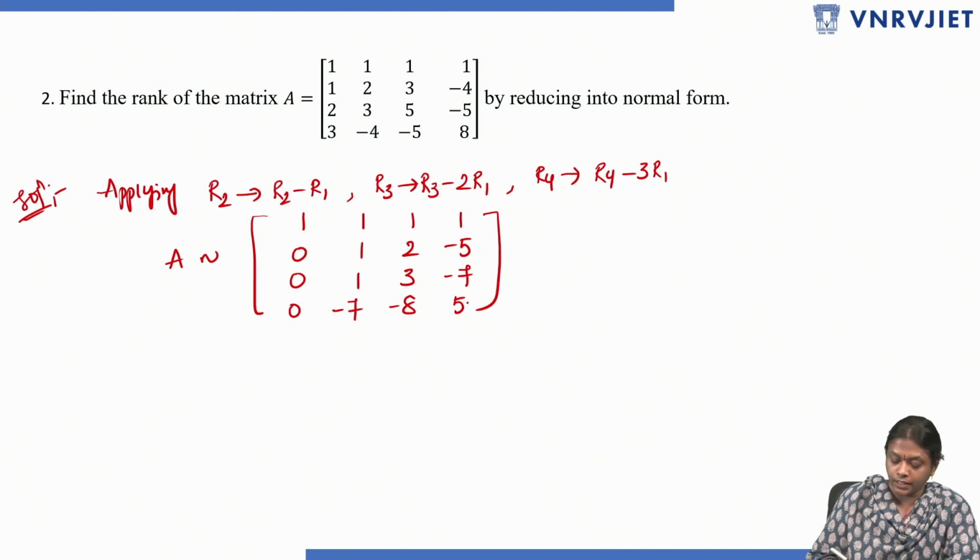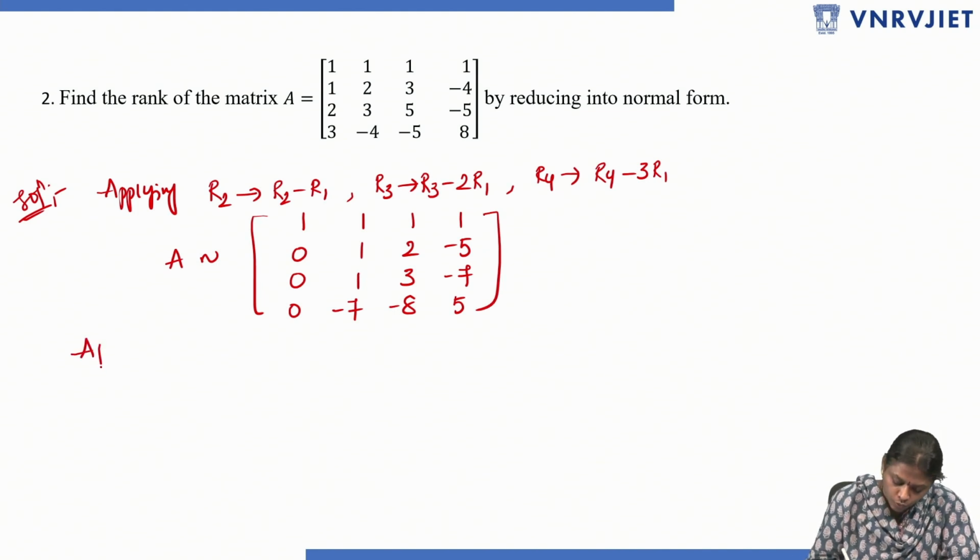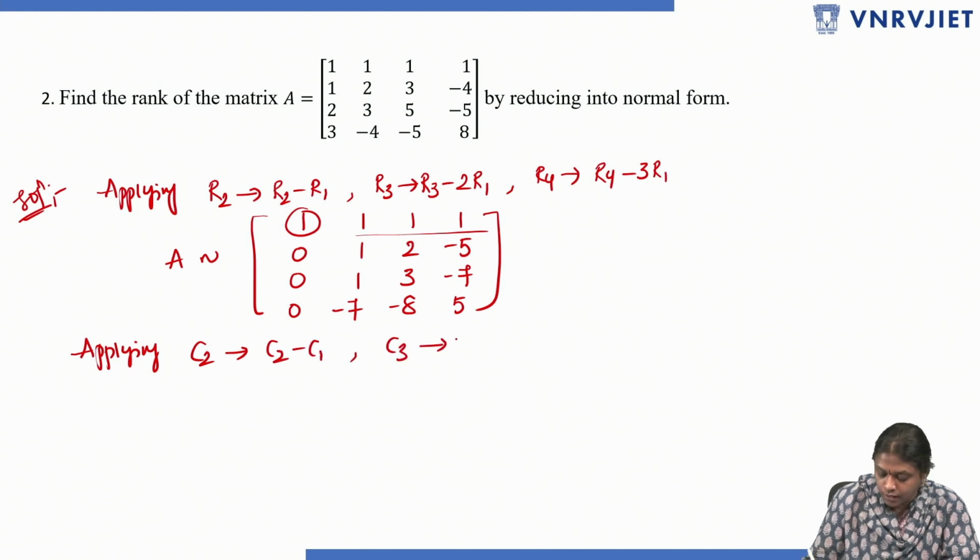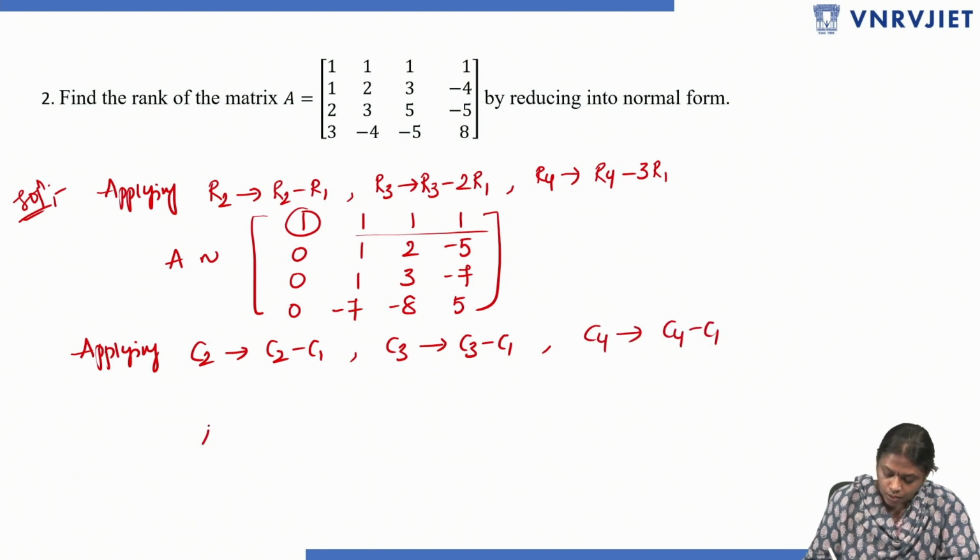So after completing the row operations, we need to move on to column transformation. So what are the column transformations? With the help of this element, I need to make all the elements equal to zeros. Now C2 tends to C2 minus C1. Next, C3 tends to C3 minus C1. Then C4 tends to C4 minus C1. Now this is approximately equal to, now write the first column elements as it is, 1, 0, 0.